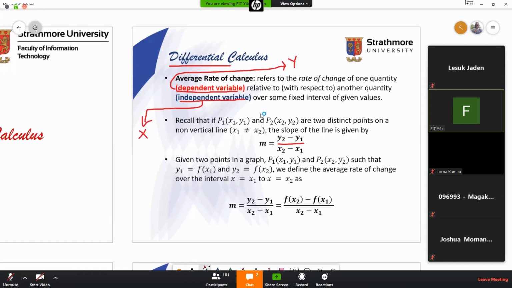So what is the rate of change? It refers to the change of one quantity. Differential calculus is what studies this. How does y change when x changes? If I change x by 2, what will be the change on y? That is differential calculus summarized.